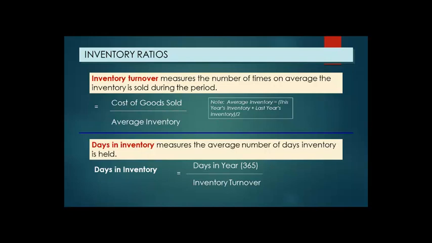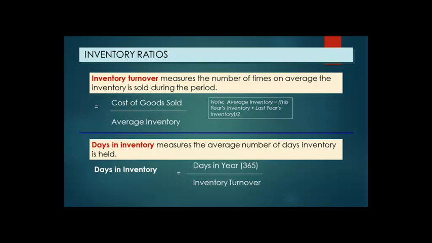And finally, inventory ratios. There are two important ratios with inventory. Inventory turnover measures the number of times on average the inventory is sold during the period. This is calculated by taking the cost of goods sold divided by average inventory. Cost of goods sold will come from the current year's income statement. Average inventory is a calculation where you'll take the current year's inventory balance, the prior year's inventory balance, and divide by 2 to average.